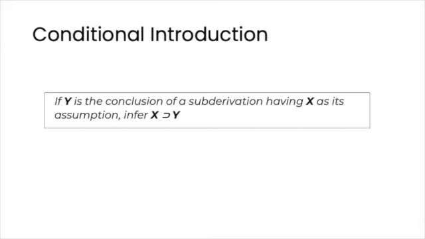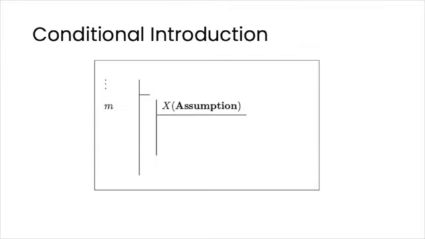If y is the conclusion of a subderivation having x as its assumption, infer x horseshoe y. Here we can see it in the form of a diagram. At a given line m in a derivation, we open a subderivation by making an assumption, which can in principle be any sentence x. Then, from previous steps in the subderivation, we arrive at a given sentence y.